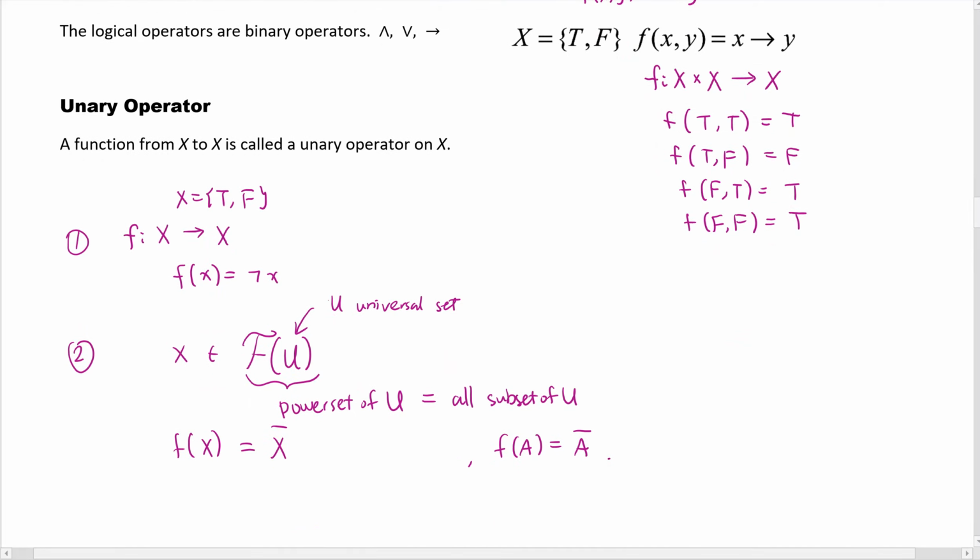So now you know functions, binary operators, and unary operators. They are not only functions on real numbers or integers. We can also have logic operations on propositions, true or false. Or we can have functions on sets.